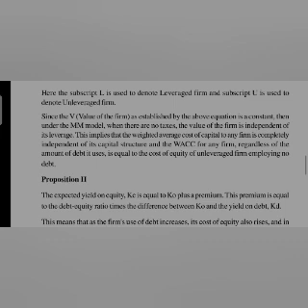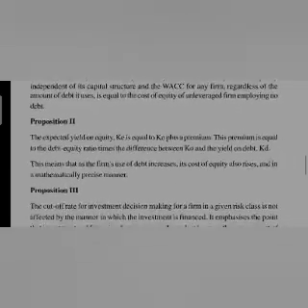Proposition 2. The expected yield on equity, KE, is equal to K0 plus a premium. This premium is equal to the debt equity ratio times the difference between K0 and the yield on debt, KD. This means that as the firm's use of debt increases, its cost of equity also rises, in a mathematically precise manner.